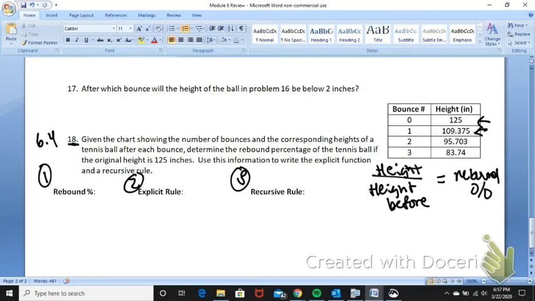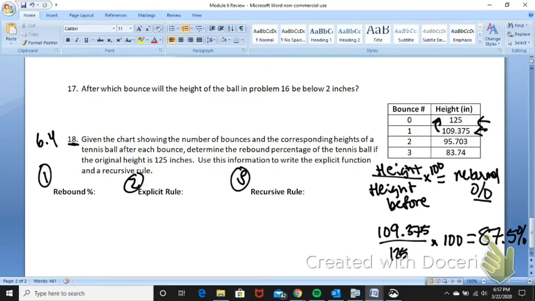So we're going to take the height after the first bounce and then divide that by the height before it. And the height before it in that case is 25. We're going to do that, and then one thing I want to add on here, we need to multiply by 100 because we're talking about a percentage. So when we multiply that by 100, we're going to get 87.5%. So that's going to be your rebound percentage.